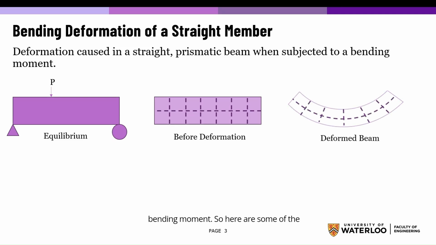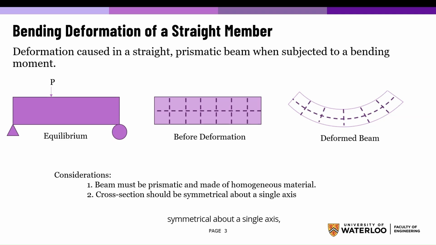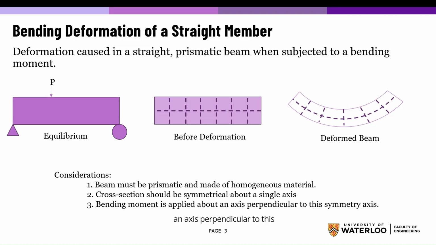So here are some of the considerations. The beam must be prismatic and made of homogeneous material. The cross-section should be symmetrical about a single axis, and the bending moment is applied about an axis perpendicular to this symmetry axis. So some things to be observed from deformation is that before deformation, a straight beam marked with horizontal and vertical grid lines.